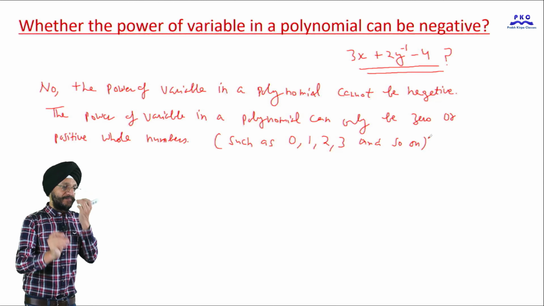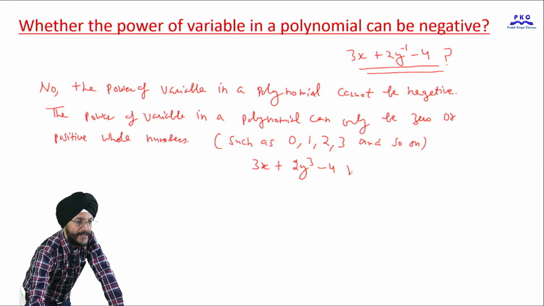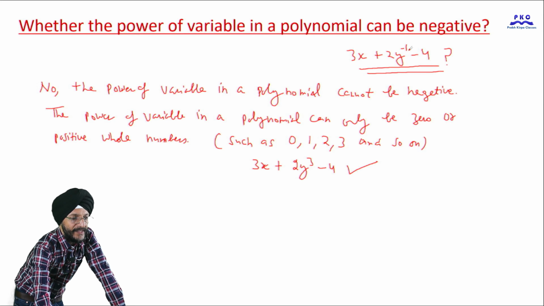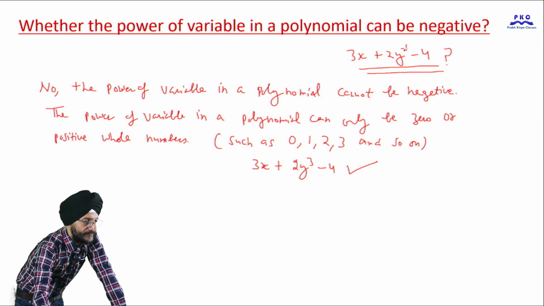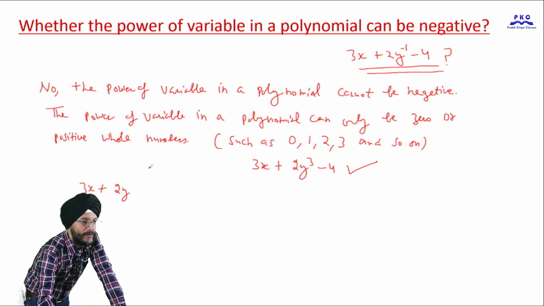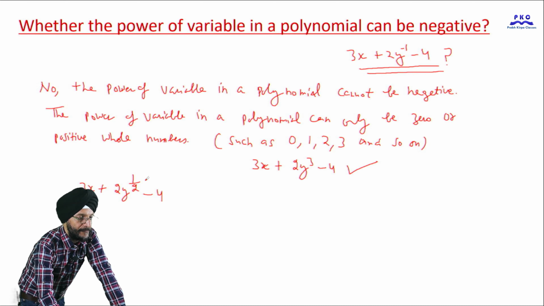So if we write 3x plus 2y cube minus 4, it is okay. This is a polynomial. But if we write the power in negative, it is wrong. In the same way, if we write, say, 7x plus 2y raised to the power 1 over 2 minus 4, whether it is correct? It is again not correct.